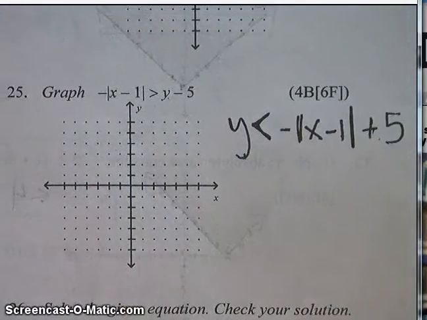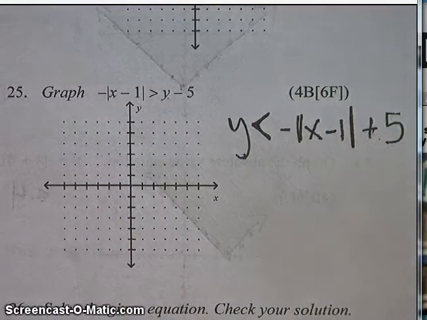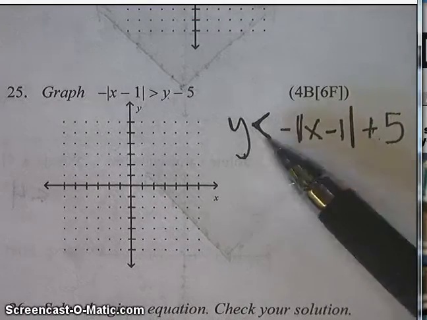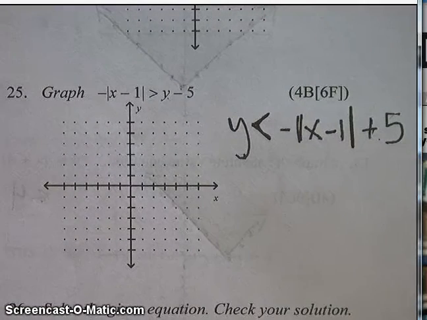Now, I didn't have to flip the inequality again because I didn't multiply or divide by a negative. If you multiply or divide by a negative, flip that inequality. I simply flipped it because I moved the y from the right side to the left side. Okay, we're going to graph this thing.